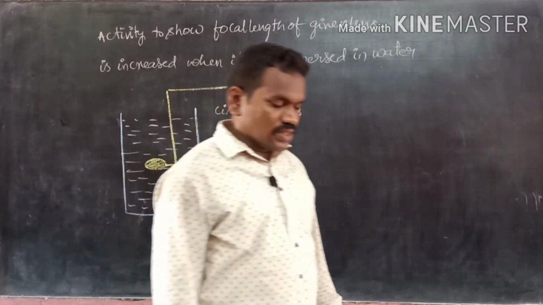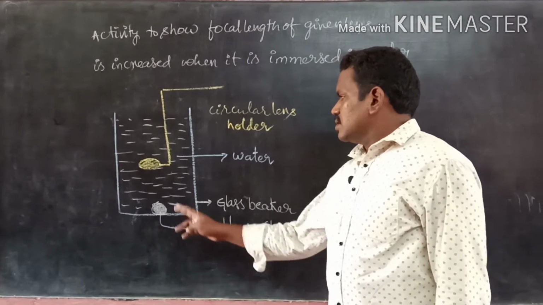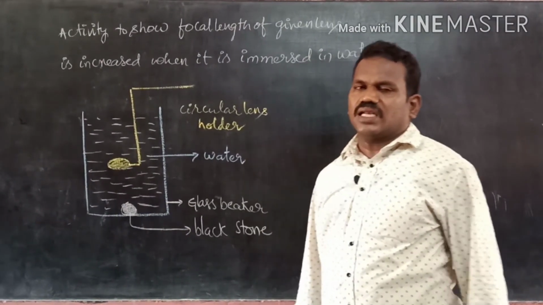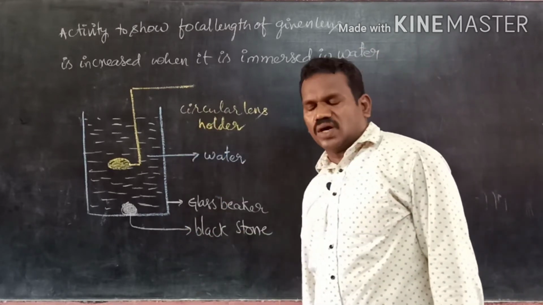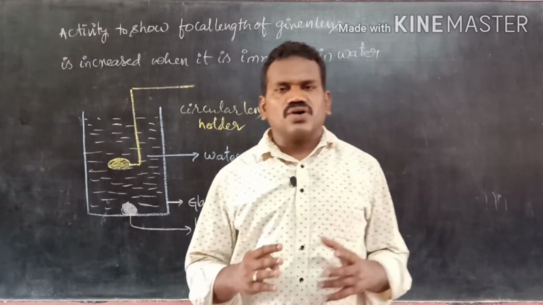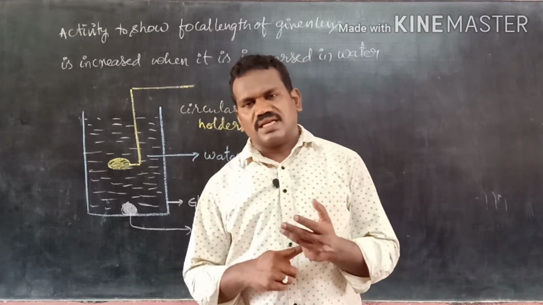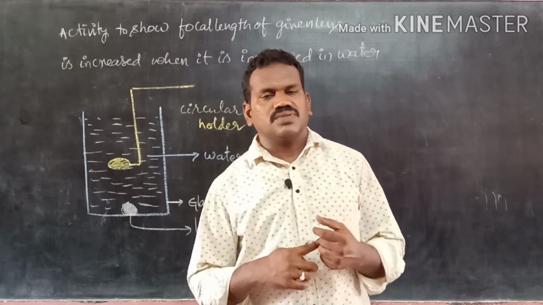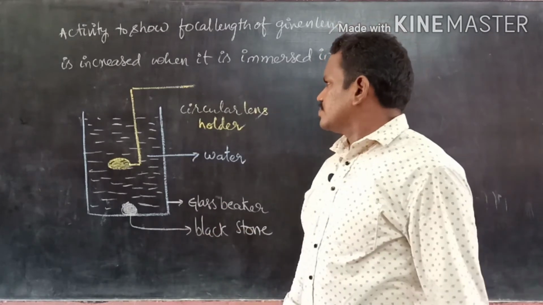Now we are going to learn one more activity. The focal length of a given lens, which we already calculated, changes whenever it is immersed in water. Why? Because, as I already said, the focal length of the lens depends on the nature of the surrounding medium and the refractive index of the surrounding medium also. Now see this activity here.